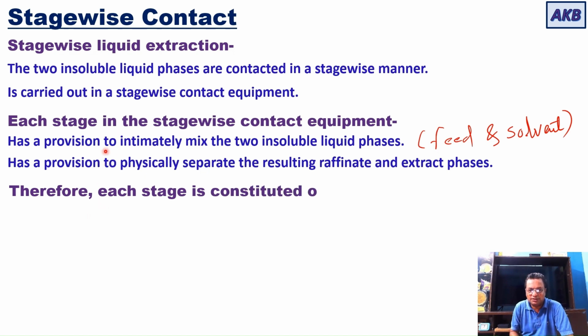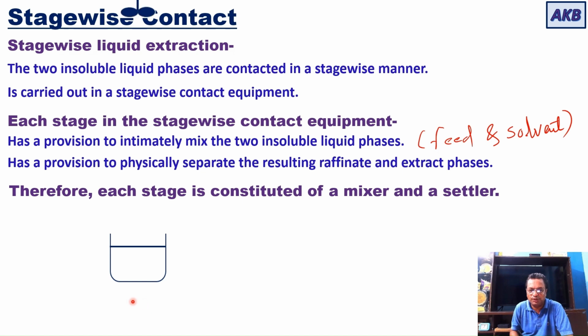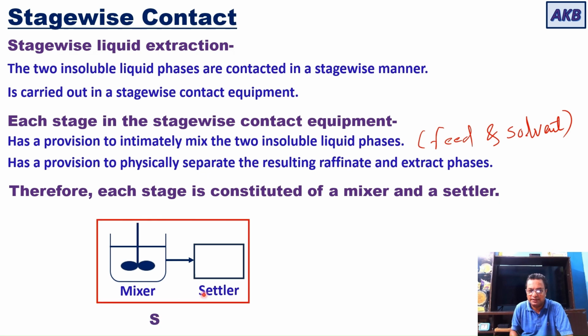Since we need this intimate mixing and physical separation, each stage in the stage-wise contact equipment used for liquid extraction is constituted of a mixer and a settler. The combination of these two, mixer and settler, forms one stage in this equipment. We can show it schematically. You have the mixer, which is followed by the settler, and this combination forms a stage. Feed is admitted into the stage. Solvent is also admitted into the stage.